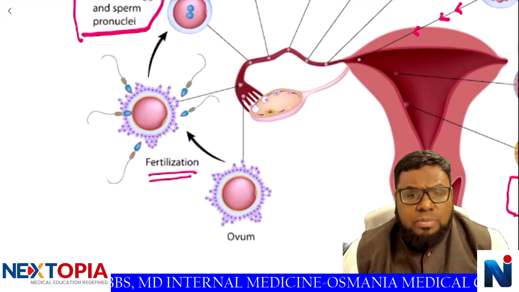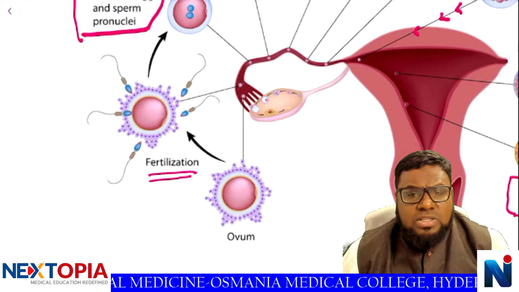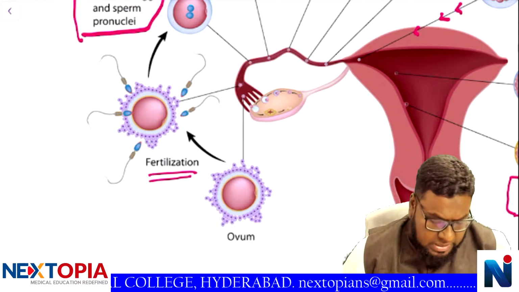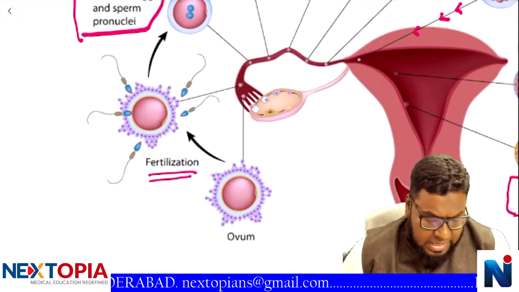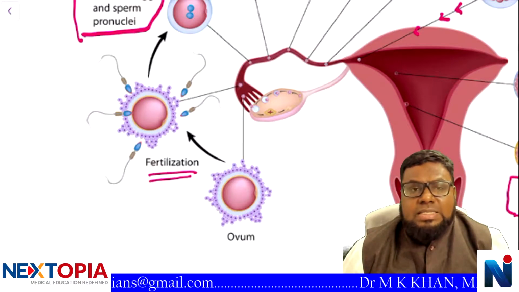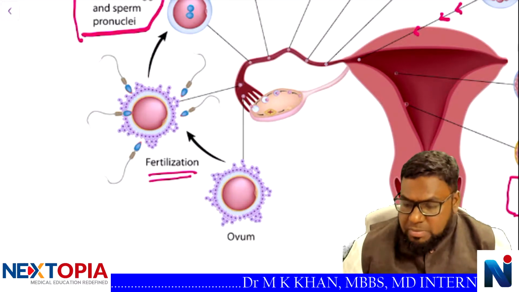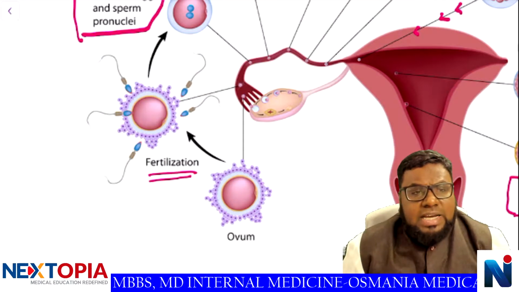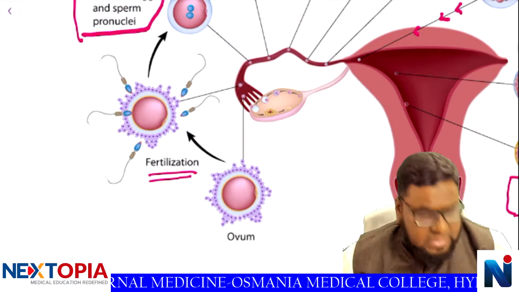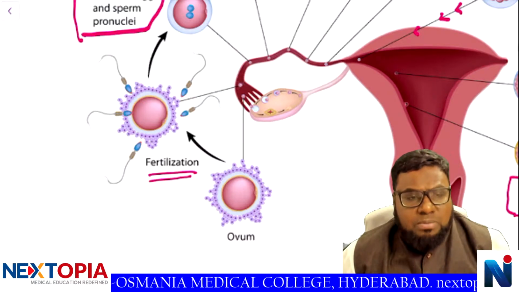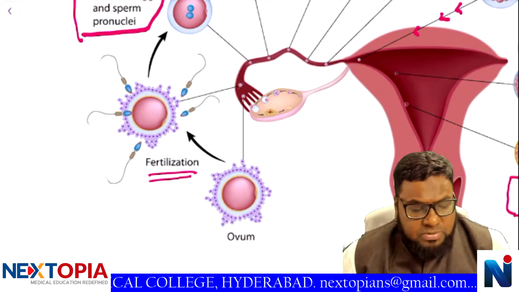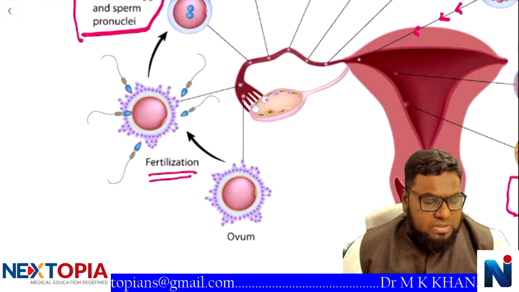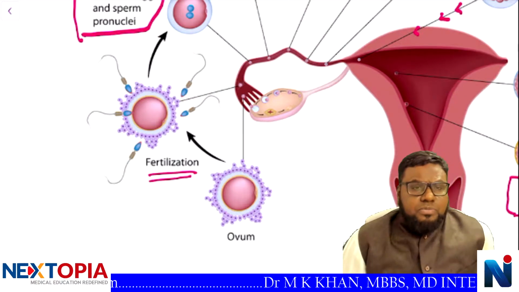and enters the ovum. As soon as the spermatozoa enters the ovum, the second meiotic division is completed and the second polar body is extruded. So entry of sperm into the ovum results in completion of the second meiotic division. Completion of the second meiotic division results in extrusion of the second polar body. So first polar body just before ovulation, second polar body just after fertilization. This is what you'll have to remember.